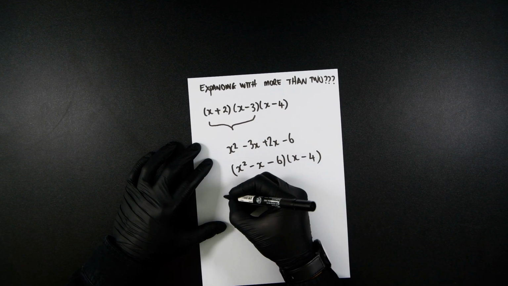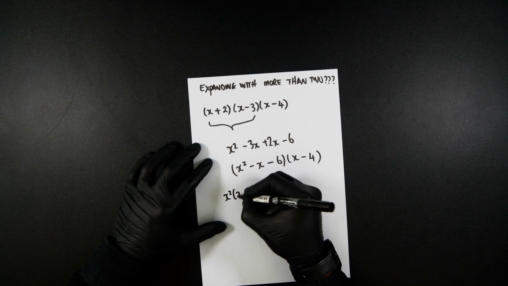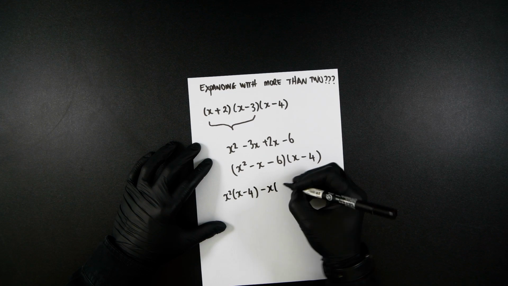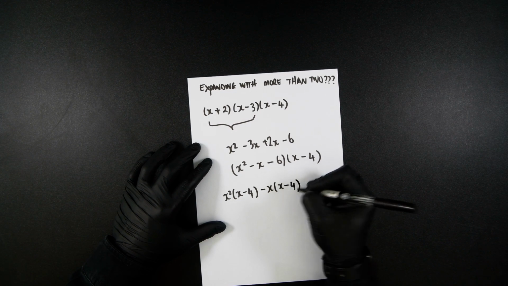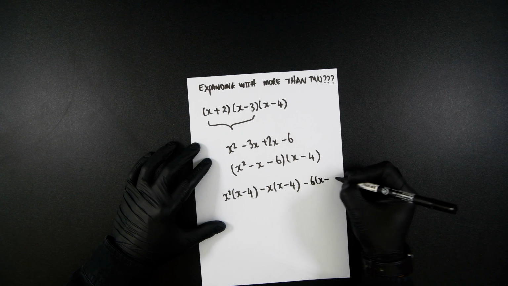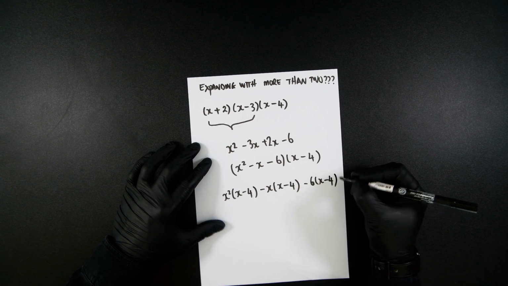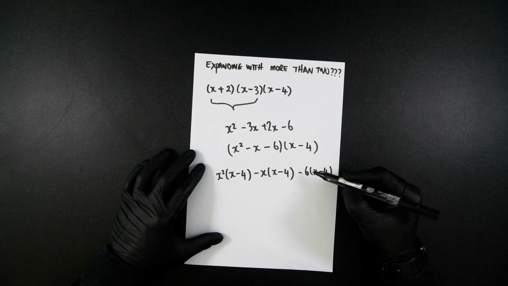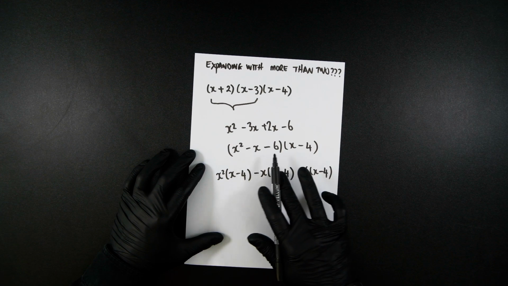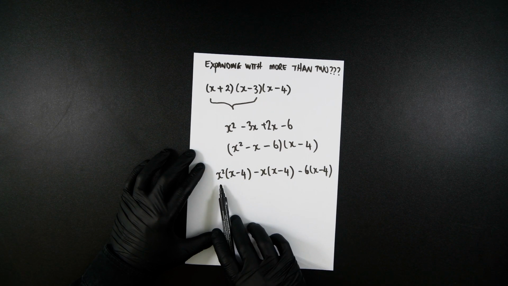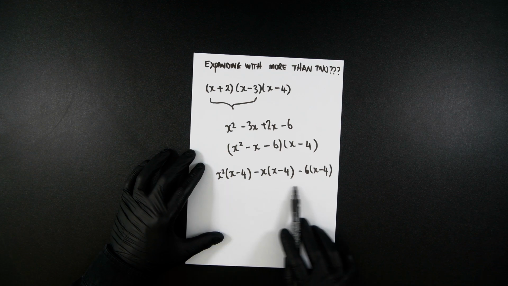So what you will get is x squared (x minus 4), minus x (x minus 4), minus 6 (x minus 4). So now we have every single term in this quadratic being multiplied by the entirety of this term. Now all you would have to do is expand everything here.